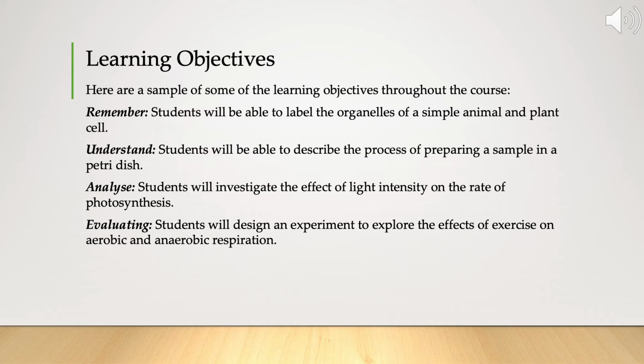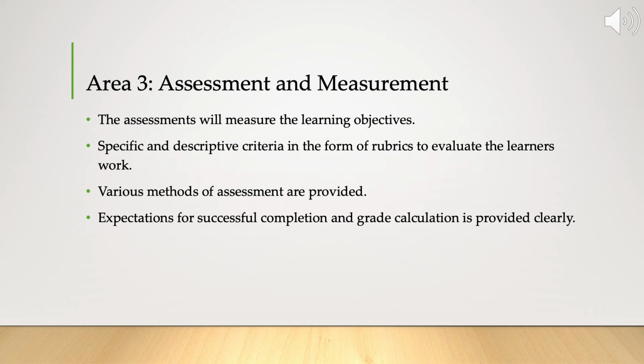Taxonomy level remember, students will be able to label the organelles of a simple animal and plant cell. Taxonomy level understand, students will be able to describe the process of preparing a sample in a petri dish. Taxonomy level analyze, students will investigate the effect of light intensity on the rate of photosynthesis. And finally, taxonomy level evaluate, students will design an experiment to explore the effects of exercise on aerobic and anaerobic respiration.